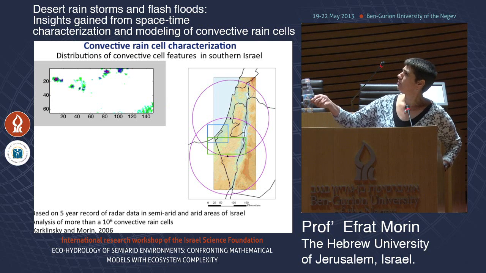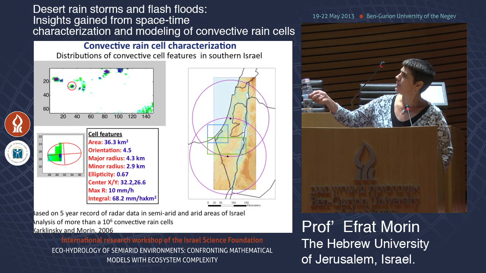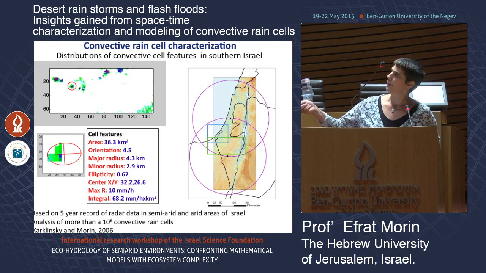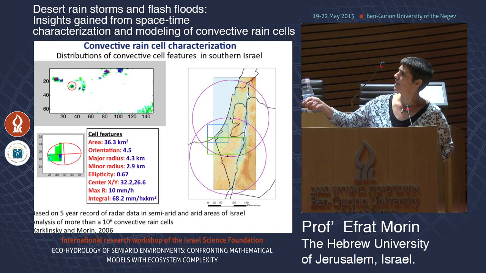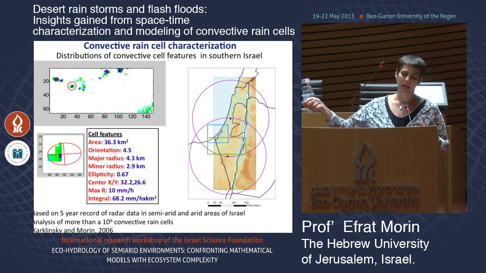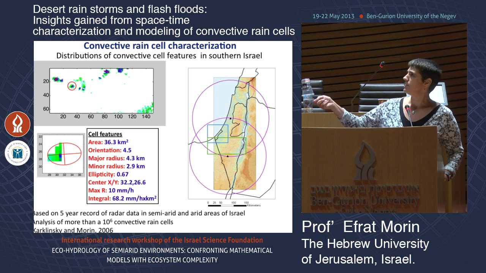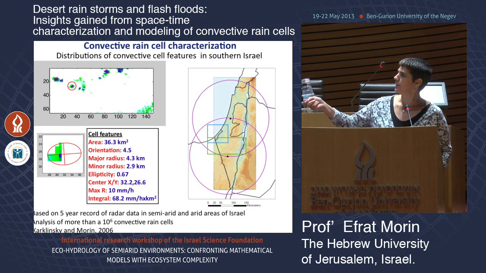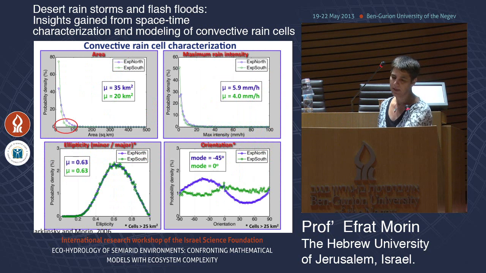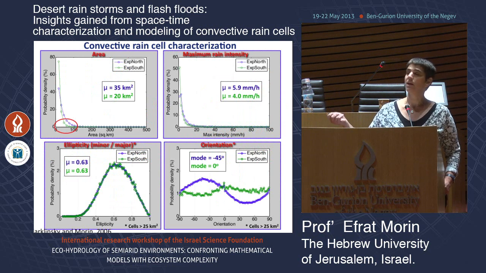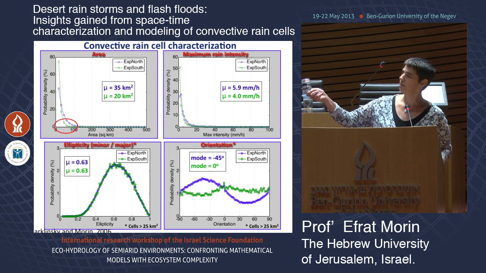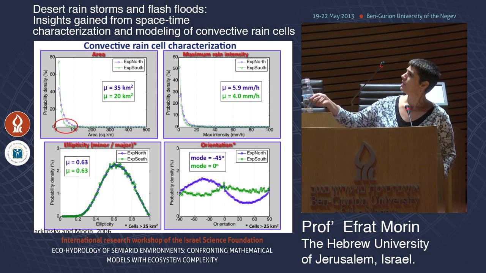I would not get into too many details, but we had a segmentation. We found the cells. We fitted an ellipsoid to each cell, and we measured many characteristics of these elements: the area, orientation, radius, and many others. And we have distributions of these characteristics. The blue lines refer to the more northern area, and the green to the southern area.